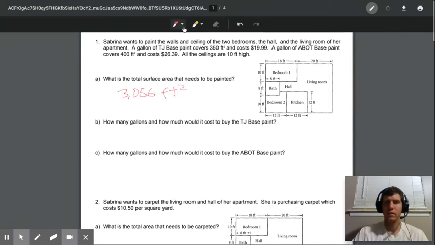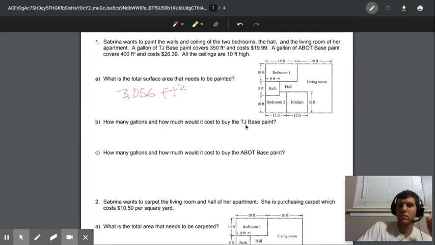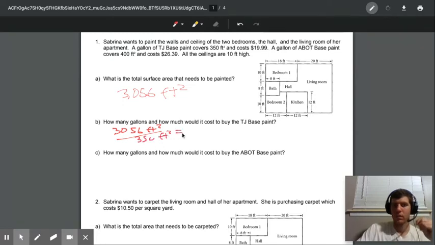So like I said, that was a big problem, a lot of different pieces. Okay, and that was just part A. So how many gallons and how much would it cost to buy the TJ base paint? So we know each gallon of TJ base paint covers 350 square feet. So we're going to do 3,056, our total area that we need to cover. We're going to divide by the amount that each gallon covers, which is 350 feet squared. So that's going to give us 8.73.